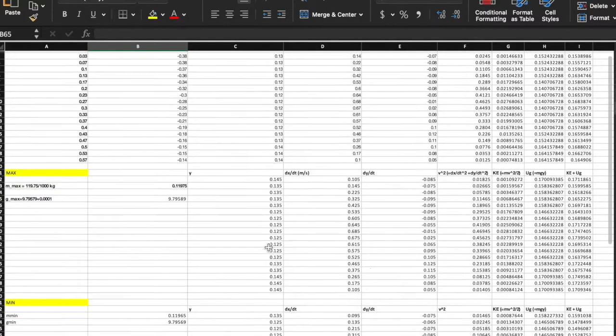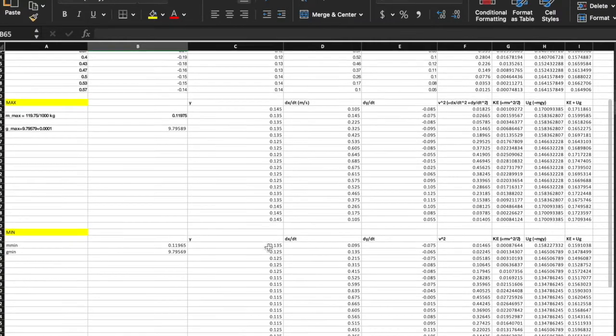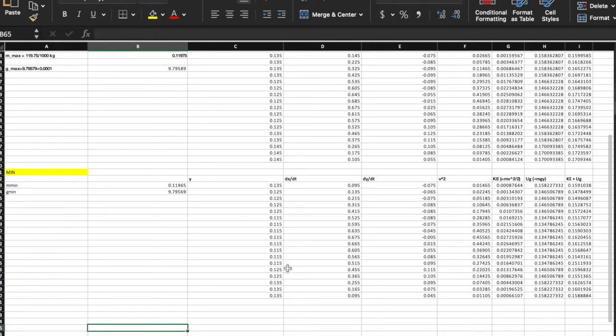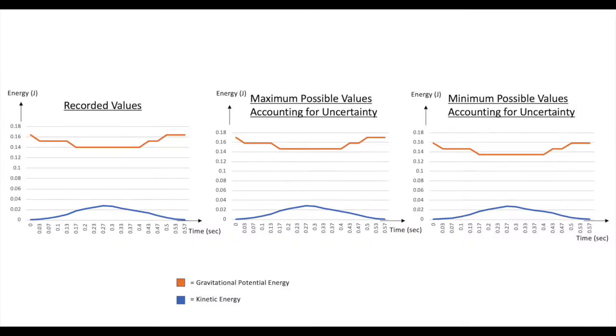Using an Excel spreadsheet and considering measurement uncertainties, these calculations were made for the minimum values, maximum values, and the average of the two. Plotting both gravitational potential energy and kinetic energy over time, we were able to see that for all 3 uncertainty calculations, an increase in one of the energies paralleled with a decrease in the other. This hence allowed us to prove that there was in fact an energy conversion between kinetic and gravitational potential in our pendulum.